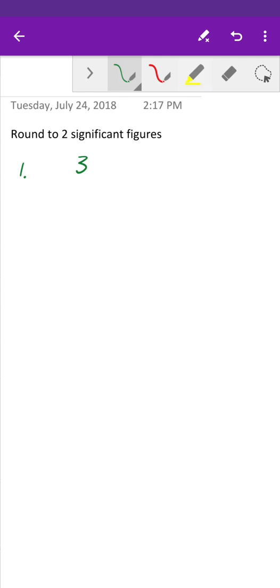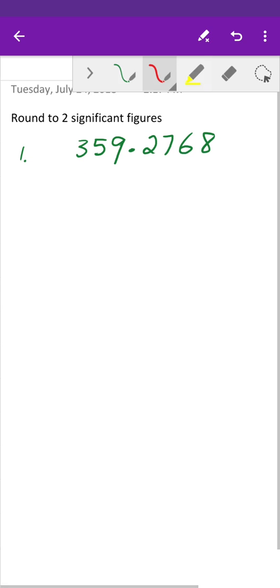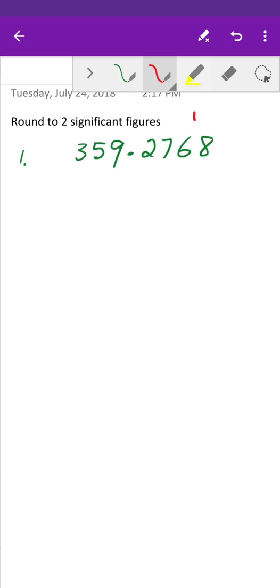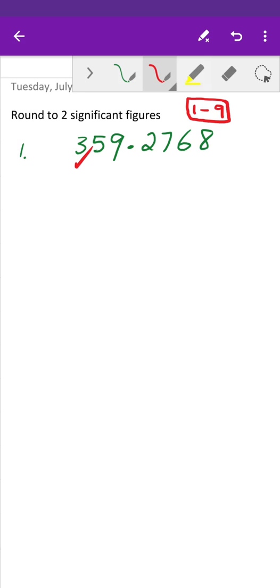It might be 359.2768. Now, two significant figures. We want just two, the first two numbers which are non-zero numbers. So we look for the first numbers which are 1 to 9. Do not count 0 as the first number. So the first significant number is 3. Therefore, each number after that we count 1, 2, and we stop counting. So really, we only want these two significant figures. The 9 misses out, and the places don't miss out, but the 9 misses out, and so do all the other values.